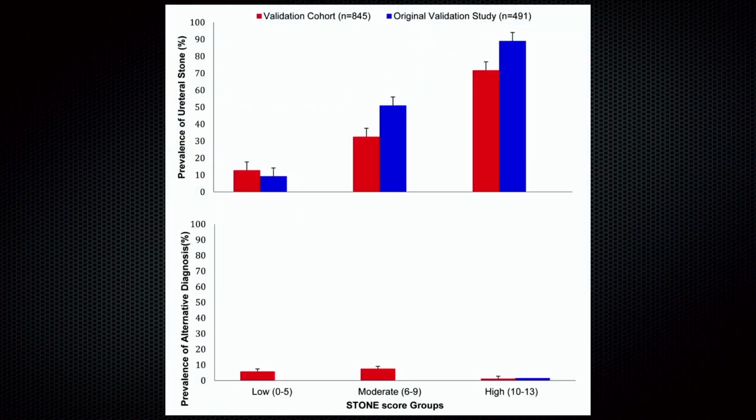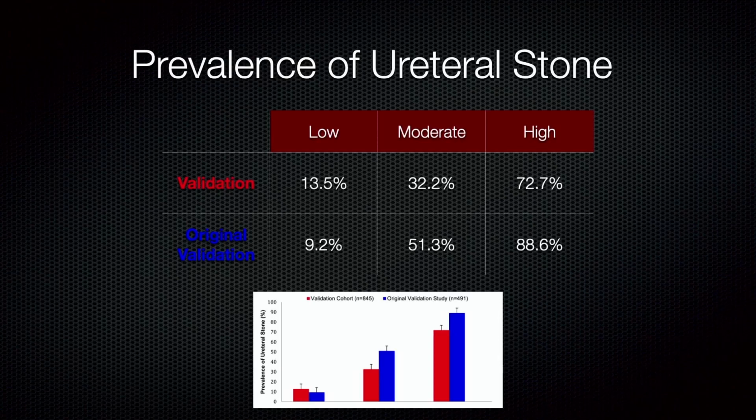Here's another graph from their study, basically showing the prevalence of ureteral stones with low, moderate, and high risk, and the prevalence of alternate diagnosis. So it's still pretty low, still performs in a pretty decently linear fashion. And so in the validation cohort, they found the prevalence of ureteral stones was about 13% in the low risk externally validated cohort, about 30% in the moderate risk, and about 70% in the high risk. And so it follows that trend. It just doesn't follow it as strongly as in the original validation study.